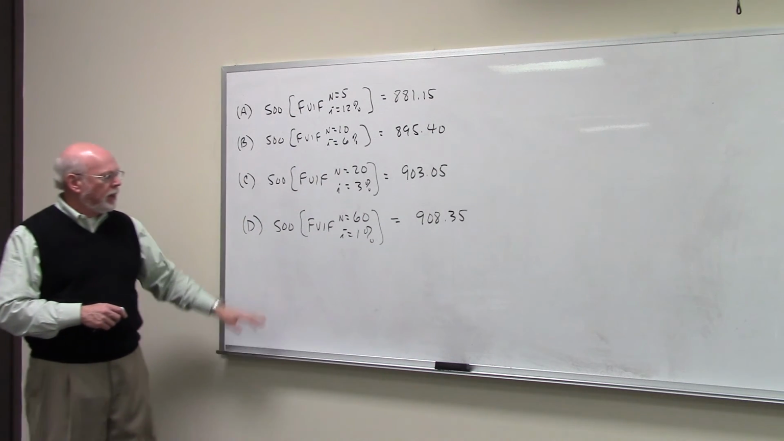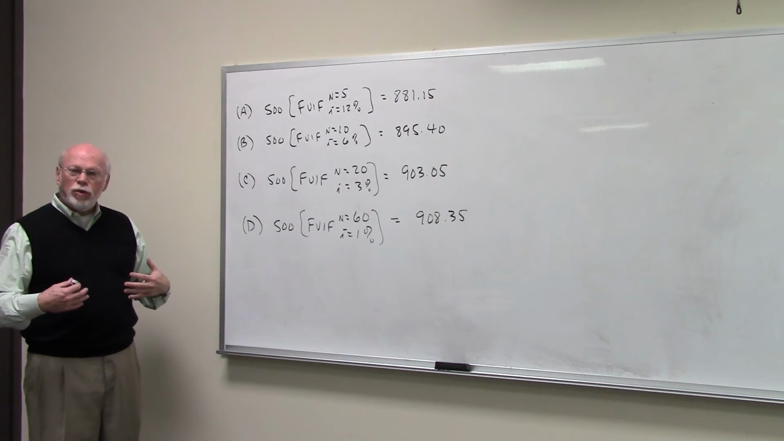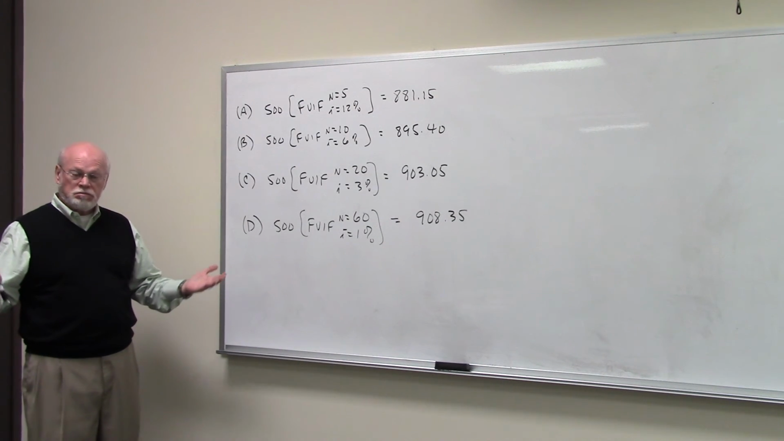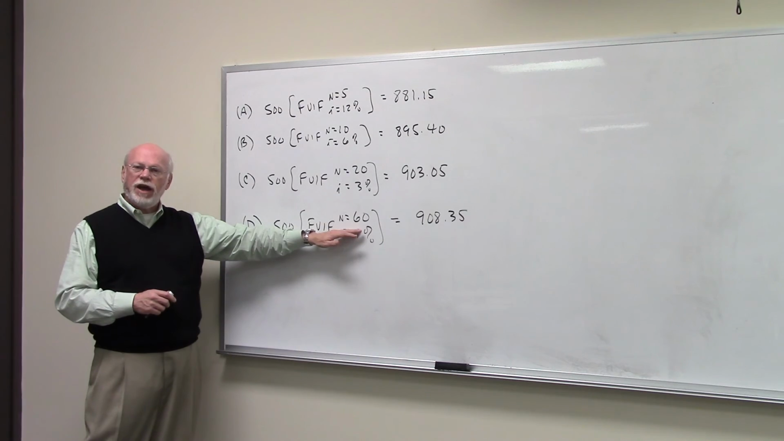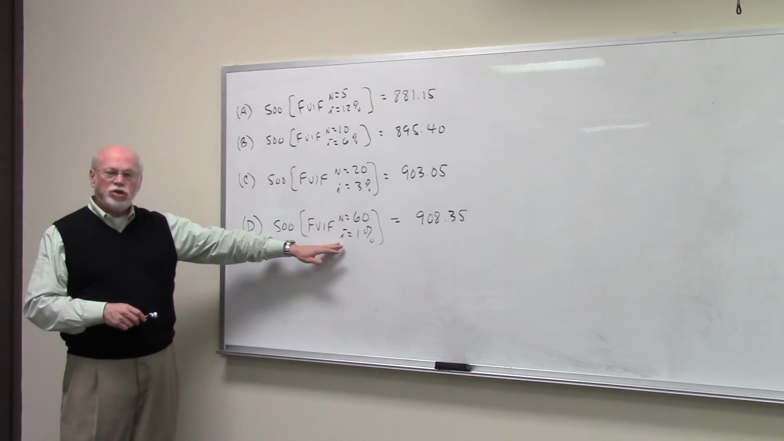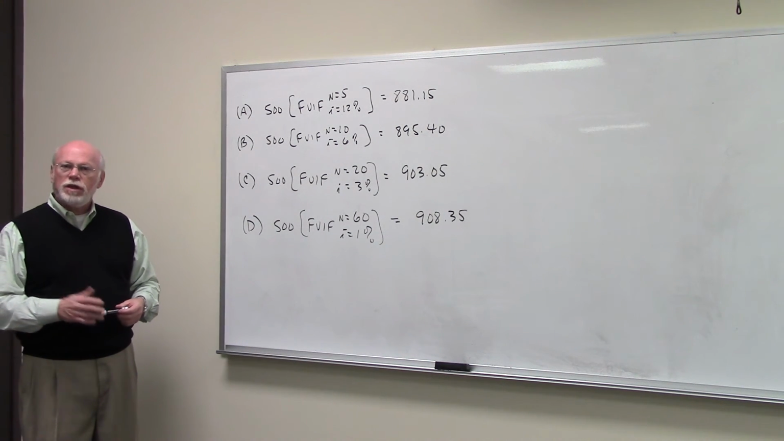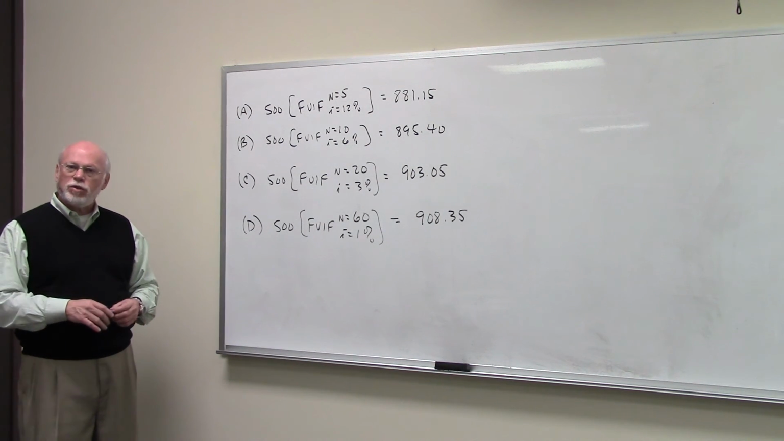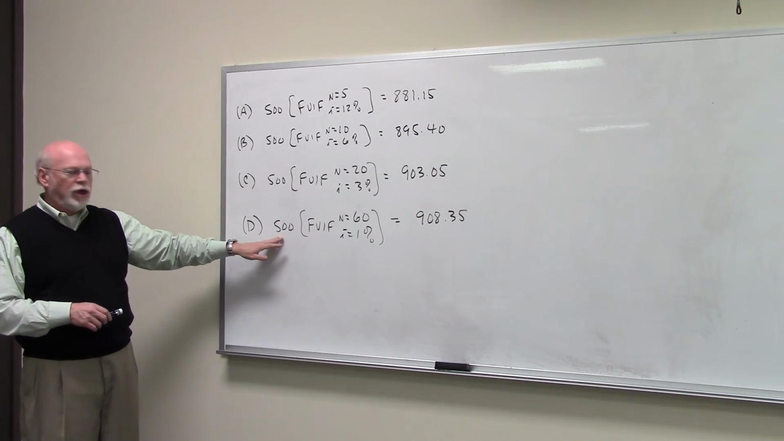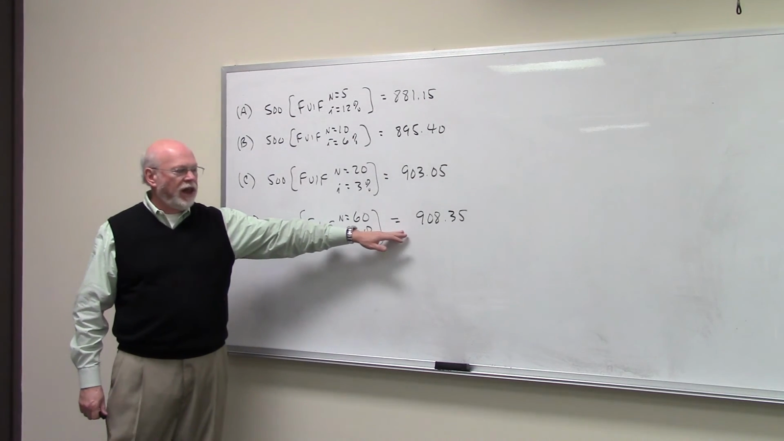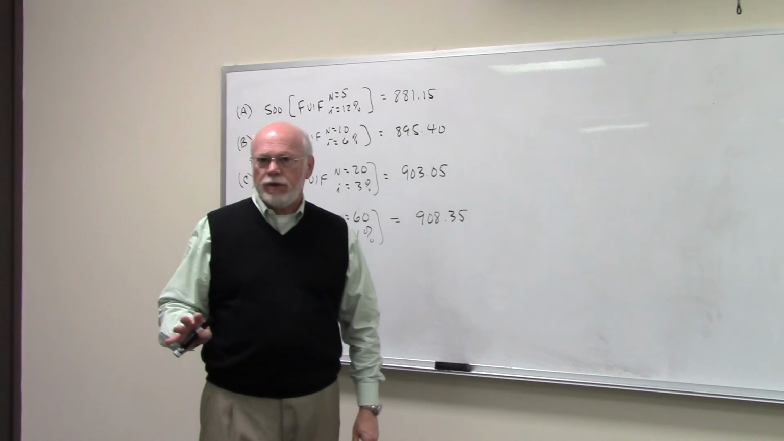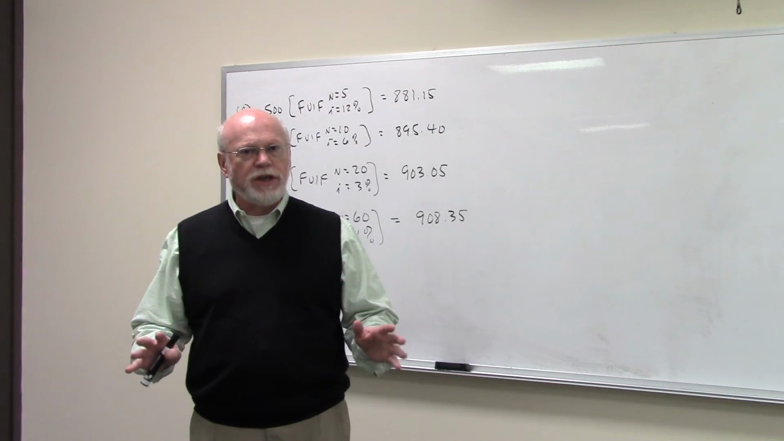$903.05. The last bank says we also pay 12% interest, but we compound it monthly. How many months are there in 5 years? Well, 12 times 5 is 60. What's the interest rate we earn per month? 12 divided by 12, 1% interest. Look up your FVIF at 60 and 1%, multiply that by 500, you get $908.35.